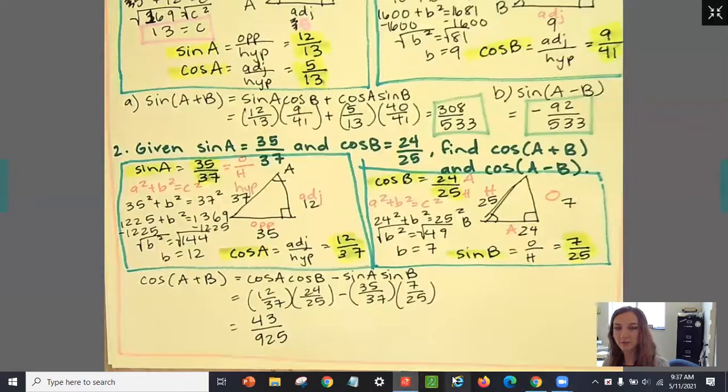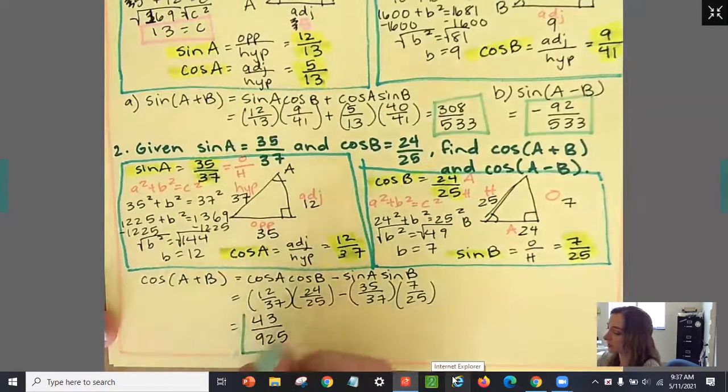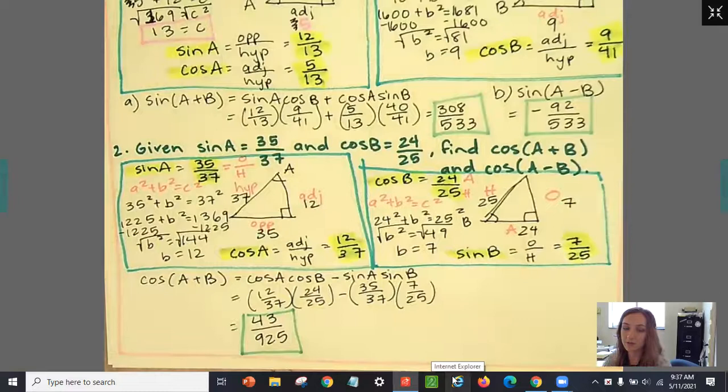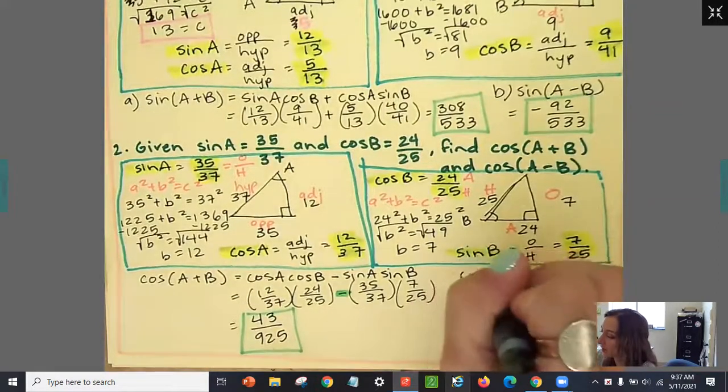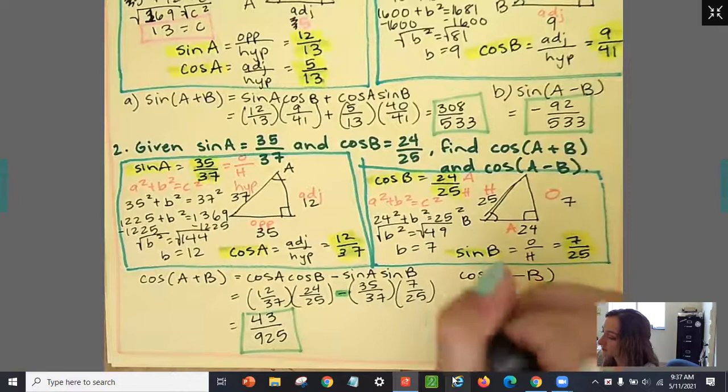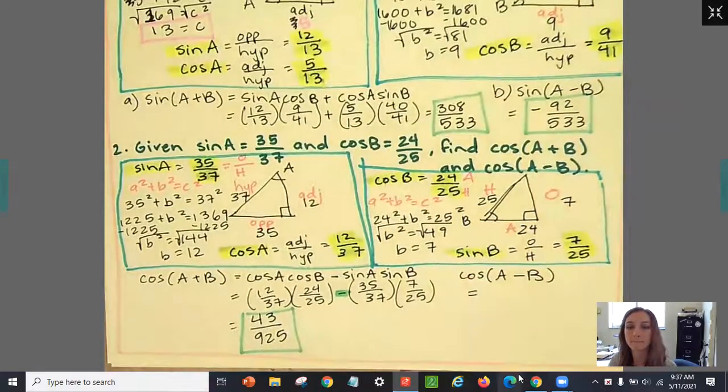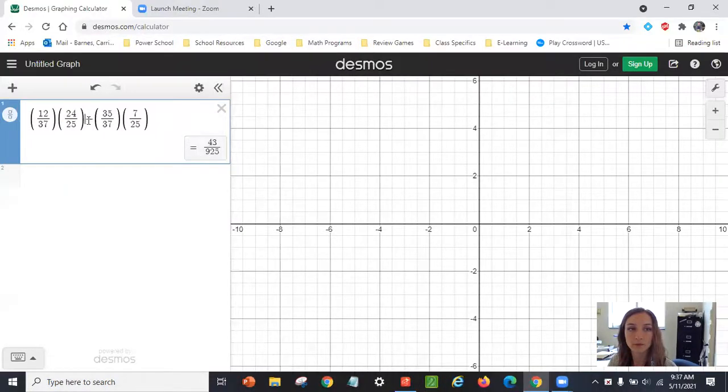All right, and just like before, the only difference between the cosine of A plus B and the cosine of A minus B is that this minus is actually a plus. So let's go change this to a plus, and we'll get our cosine of A minus B. Plus. Okay, so this is going to be 533 over 925.